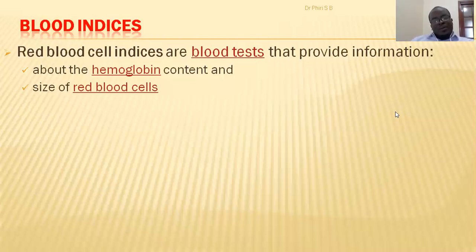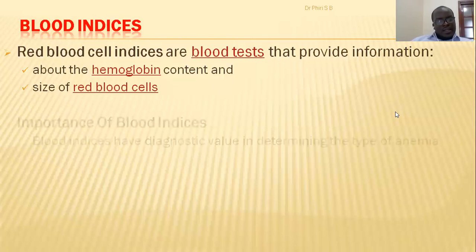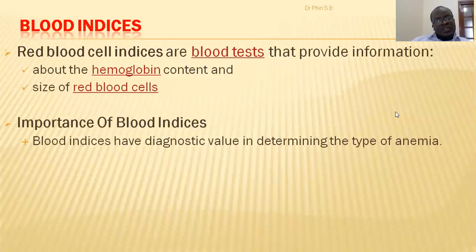So you're able to come up with the definitive diagnosis for anemia so that you know which type of anemia is affecting this patient. You can use the indices. That brings us to the importance of blood indices. The blood indices have diagnostic value in determining the type of anemia. By looking at the blood indices, you'll be able to tell that.